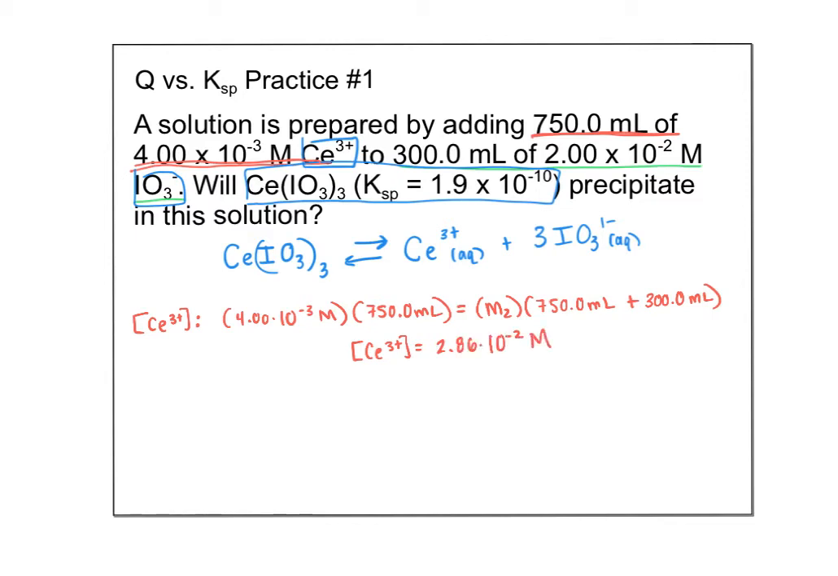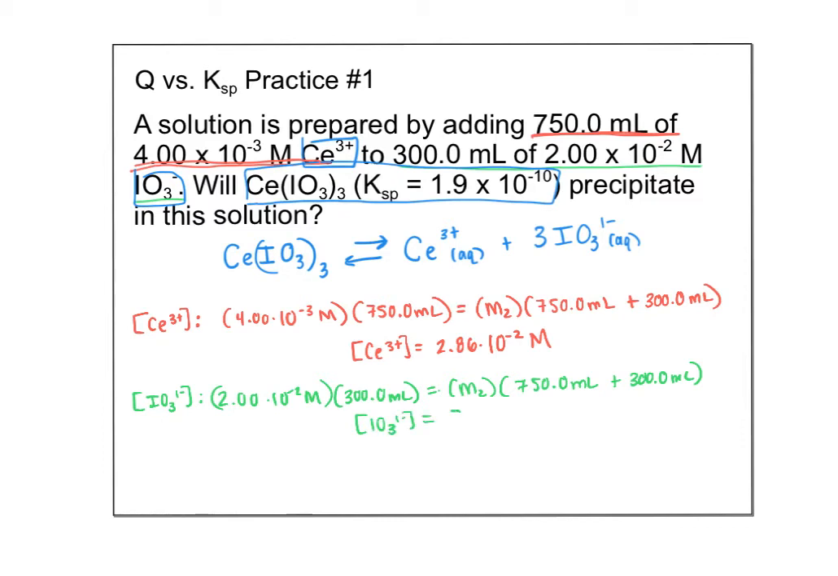Now let's do the same thing with my IO3 minus. I started with a molarity of 2.0 times 10 to the negative second molar, and that one was just 300 milliliters. I want to find the new concentration of this ion, and my grand total is going to be 750 from the first solution plus the 300 that this ion was a part of. When I do my math, I get a new concentration of IO3 minus as 5.71 times 10 to the negative third molar.